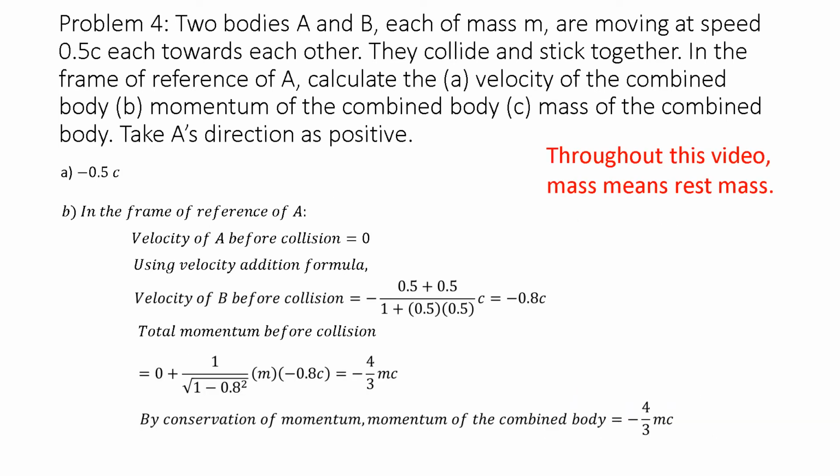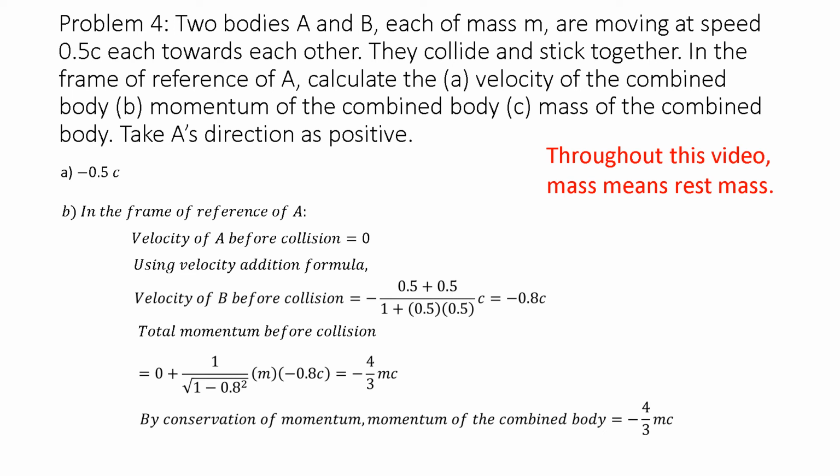Here is the solution to part B. In the frame of reference of A, velocity of A before collision is 0 because we fix the frame on A itself. Using the velocity addition formula, we calculate the velocity of B before collision in this frame, that is the frame of A. We find velocity of B before collision is −0.8c. It has a minus sign because the direction of motion of A is positive and B is moving in the opposite direction.